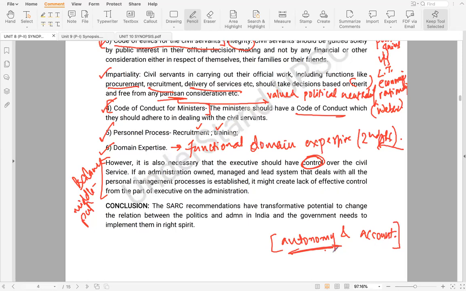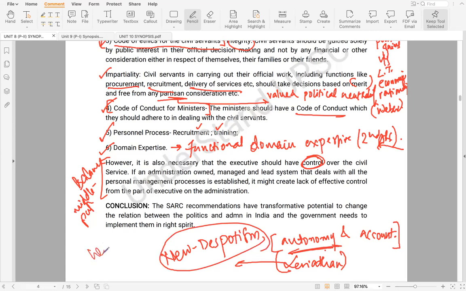Also, you can talk about how the state can itself become Leviathan if there are no checks and balances, right? And you can also talk about it becoming a new despotism. Weber himself said that if the bureaucracy is not brought under check, then it can become a new despotism, right? That is why you need a quick balance. The second ARC recommendations have transformative potential to change the relation between politics and administration in India, and the government needs to implement them in the right spirit.